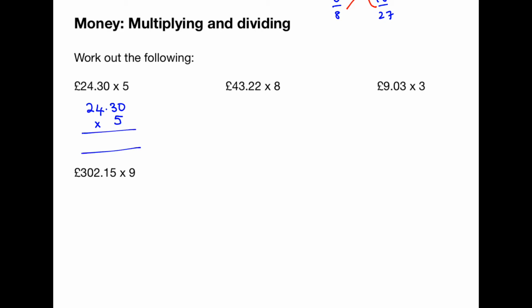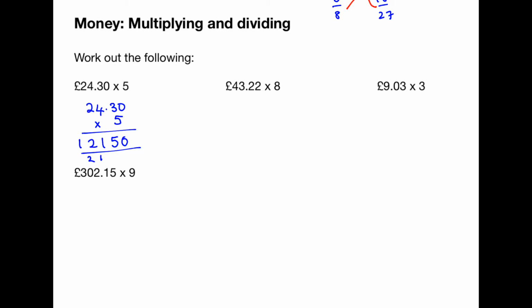So start from the right hand side. 0 times 5 is 0. 3 5s are 15. I want you to ignore the decimal point at the moment. We'll fill that in at the end. 4 times 5 is 20. Add the 1 is 21. And 2 5s are 10. Add the 2 makes 12.